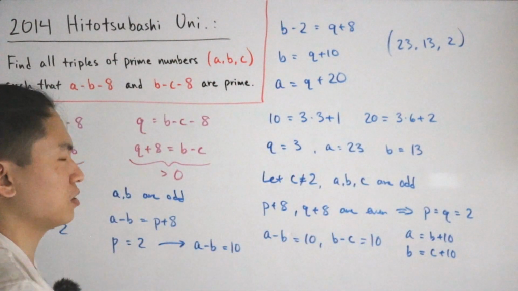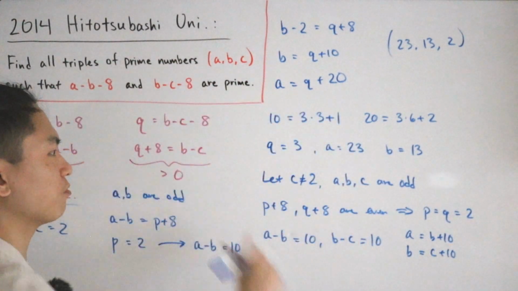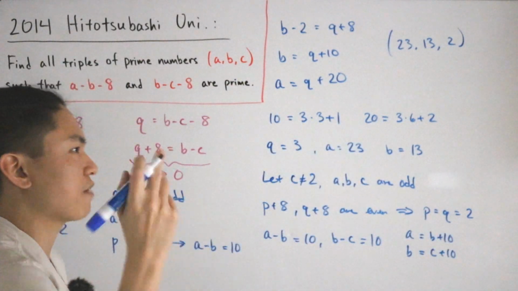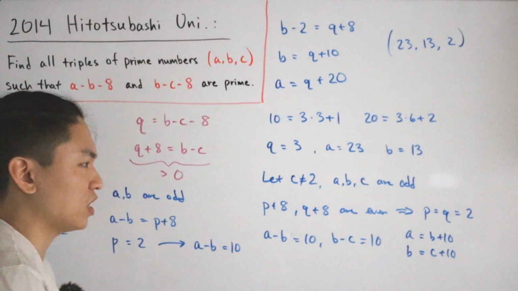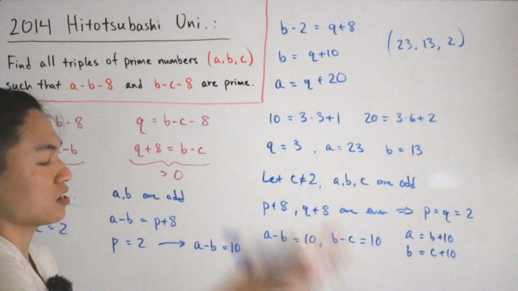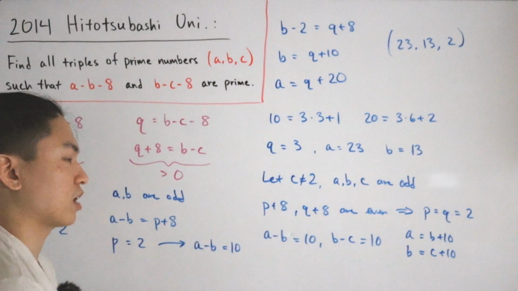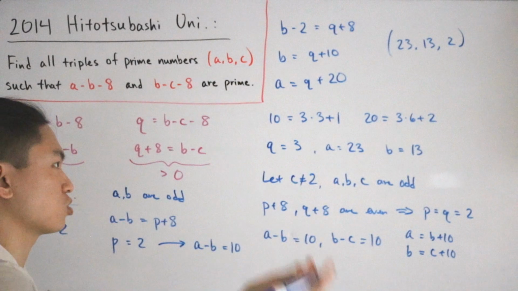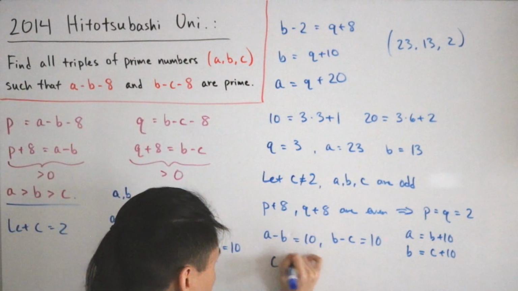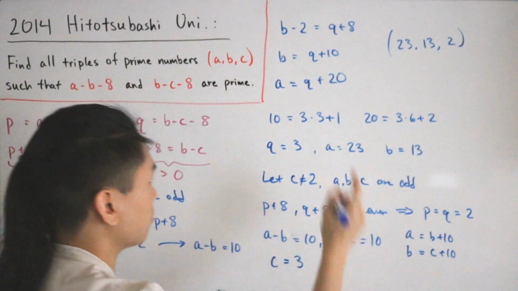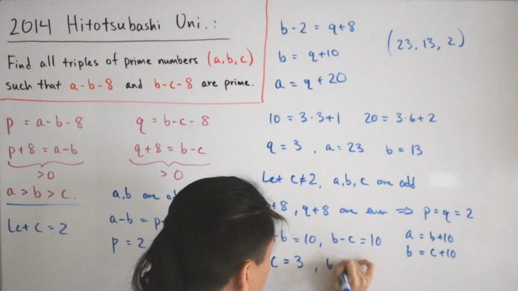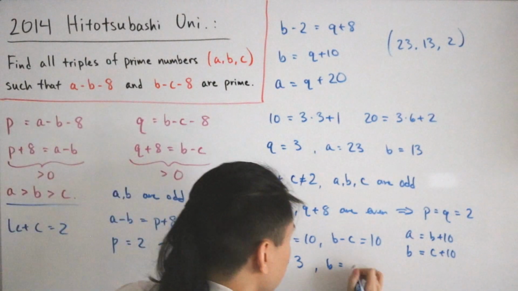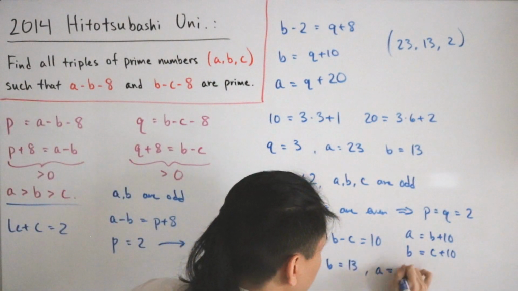Now with this, it's the same argument as what we did before. We noticed that 10 and 10 is the same thing as over here. Now we have that a, b, and c, when divided by 3, have different remainders. Again, same thing: that means one of them is a multiple of 3, and because a, b, and c are prime numbers, we can deduce that c is equal to 3. Putting that back in, b is equal to 13, from being the smallest odd prime number, and a is equal to 23.